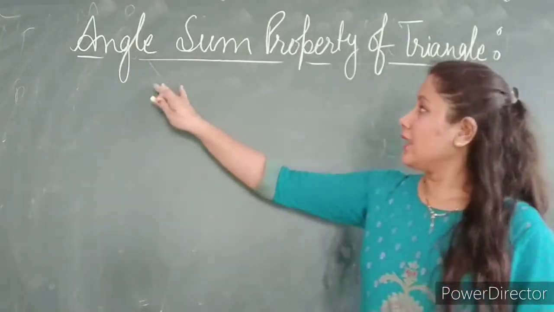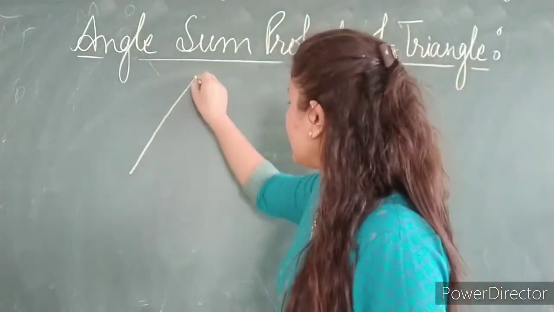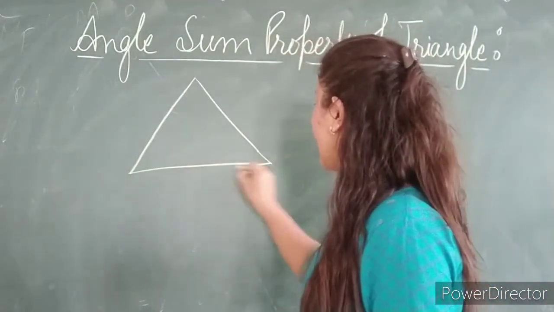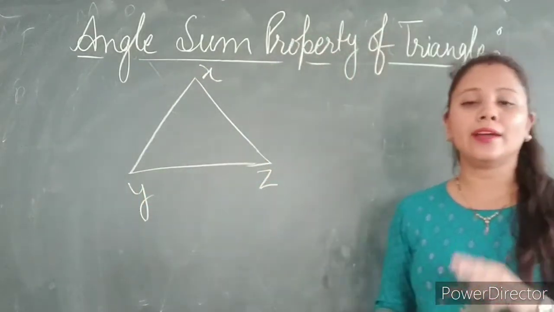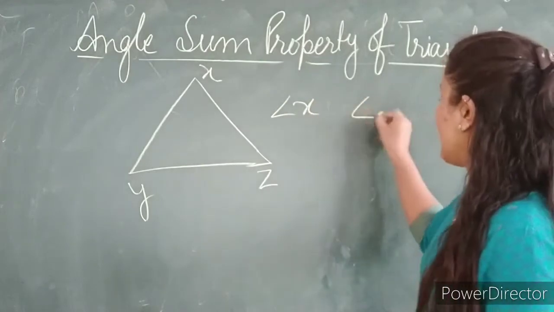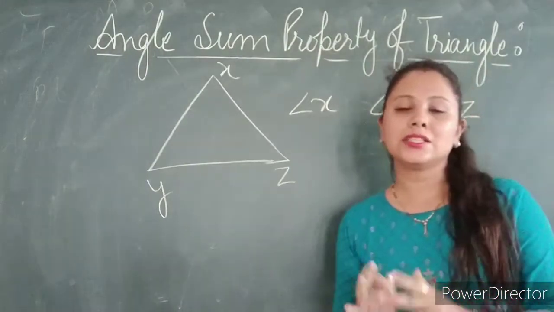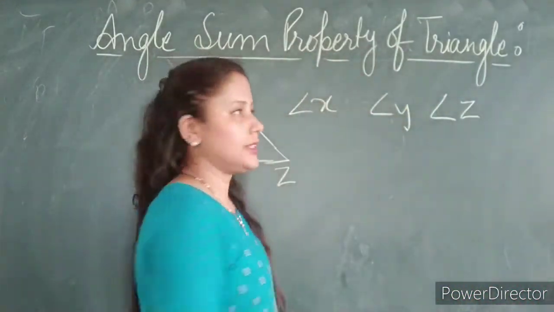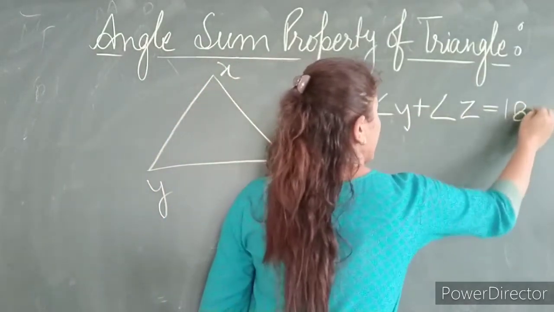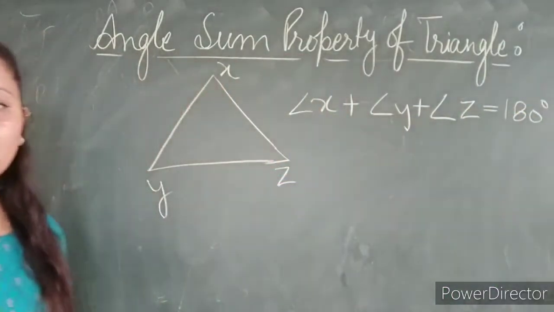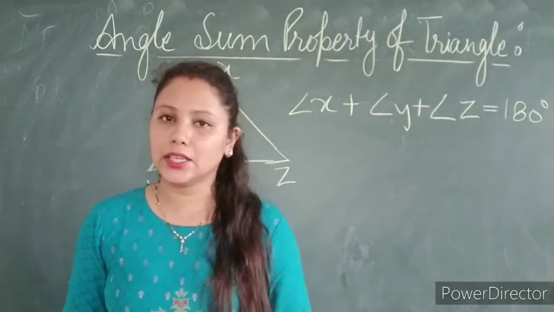Topic is angle sum property of triangle. Clear? So what is the angle sum property of a triangle? Suppose you have a triangle XYZ. Here you have three angles, angle X, angle Y and angle Z. According to the angle sum property of a triangle, the sum of all angles is equal to 180 degrees. So angle X plus angle Y plus angle Z is equal to 180 degrees. Theek hai? Whatever triangle you have, the sum of all its angles will always be 180 degrees.